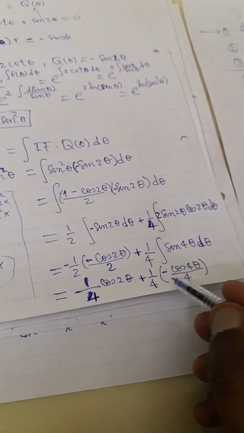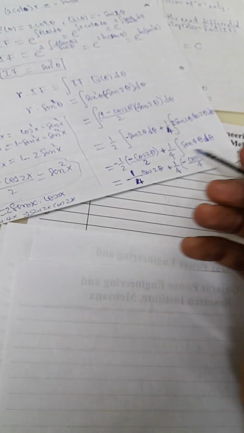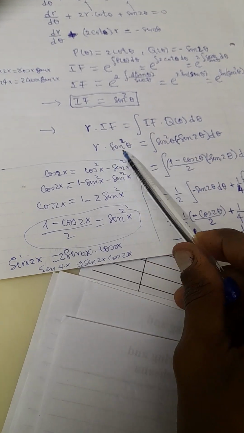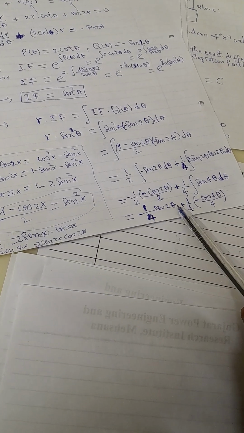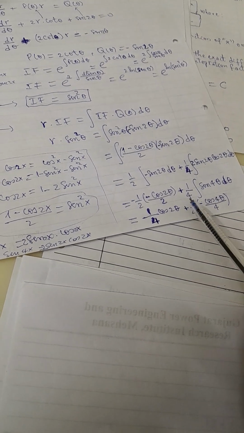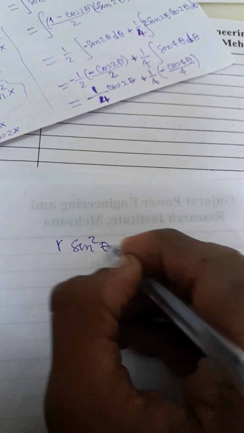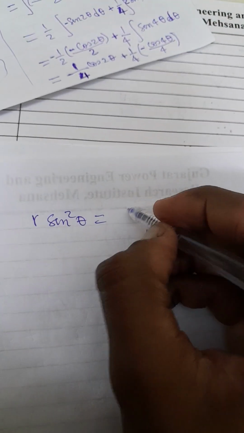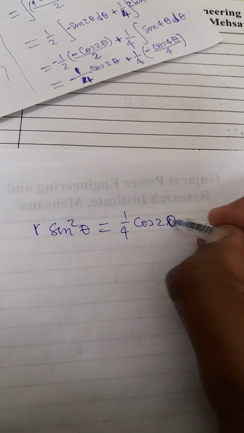Okay, just in this way. Now let us write the solution of this exercise. Then just put together all the terms. Okay, r sine square theta will be equal to 1 by 4 cos 2 theta minus 1 by 16 cos 4 theta. So here you got r sine square theta is equal to 1 by 4 cos 2 theta.